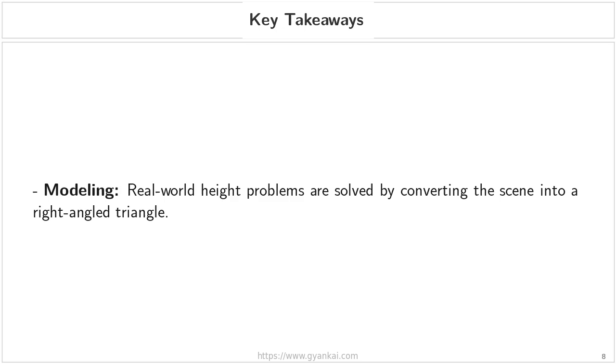Key takeaways. First, let's revisit the idea of modeling. Remember, when we face real-world height problems, like measuring a skyscraper or a tower, we don't actually climb them. Instead, we solve these problems by converting the physical scene into a geometric model, specifically a right-angled triangle. This simplification is what allows us to use trigonometry effectively.